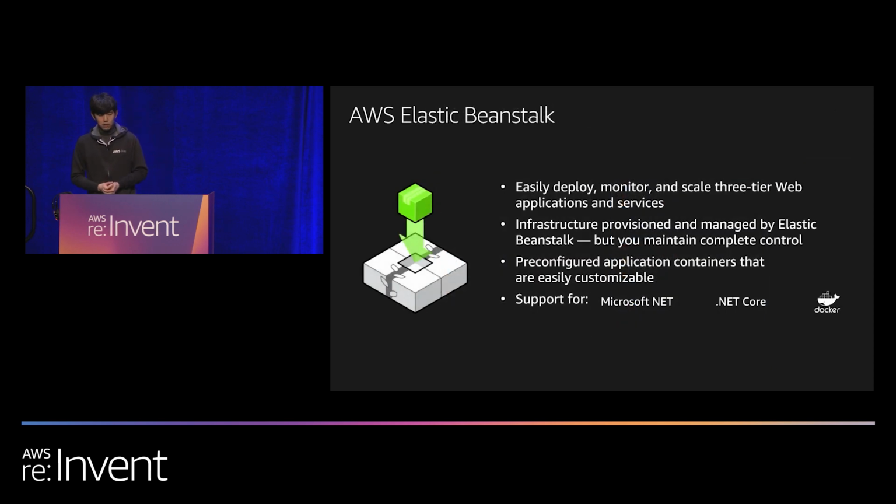Now I want to talk about Elastic Beanstalk for a bit. Elastic Beanstalk is one of our meta services. What Elastic Beanstalk can do for you is help you easily deploy, monitor, and manage 3-tier web applications and services. And it actually supports a whole number of different stacks. It can help you migrate your Go applications, your Ruby applications, your Python applications, your Node.js applications, and of course, your .NET applications.